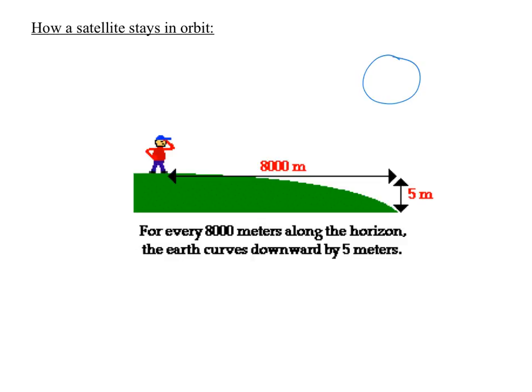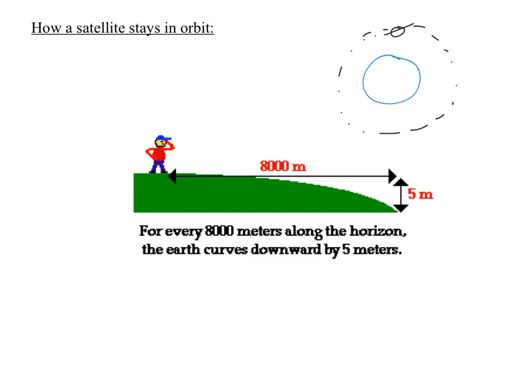Right, here's the Earth, and here's the satellite. The satellite is simply falling, but it keeps falling in such a way that it falls into orbit, and it continues to fall into orbit 5 meters every 8,000 meters that it travels horizontally. So it's really just necessary to get it out there, and then it will maintain that motion. Okay, it'll maintain that motion.